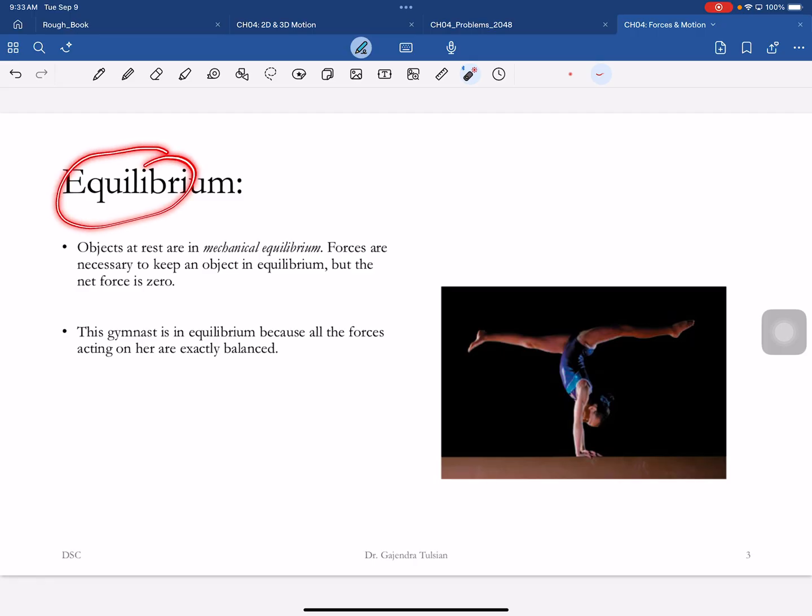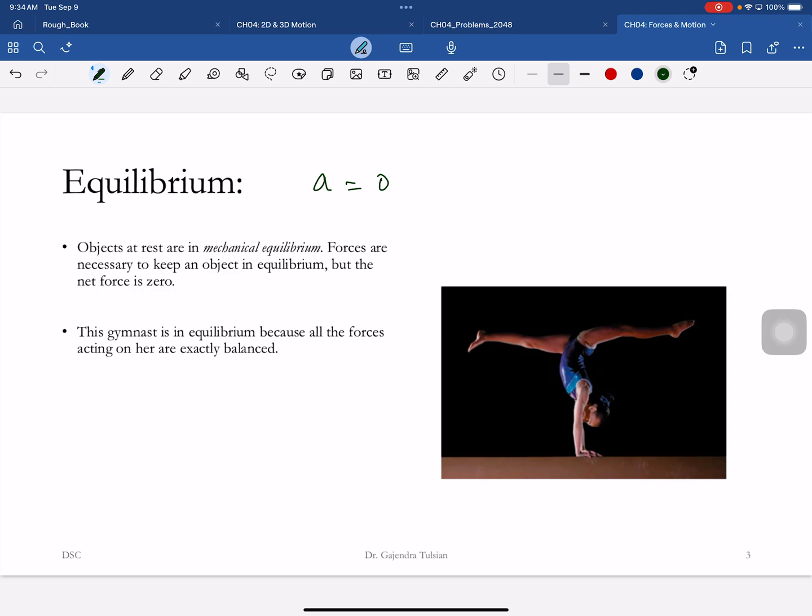What does the word equilibrium mean to you guys? Anybody? You can guess that equilibrium means something is at rest. Technically, equilibrium means acceleration is zero. So if you are at rest, that is called static equilibrium. And why is this relevant?